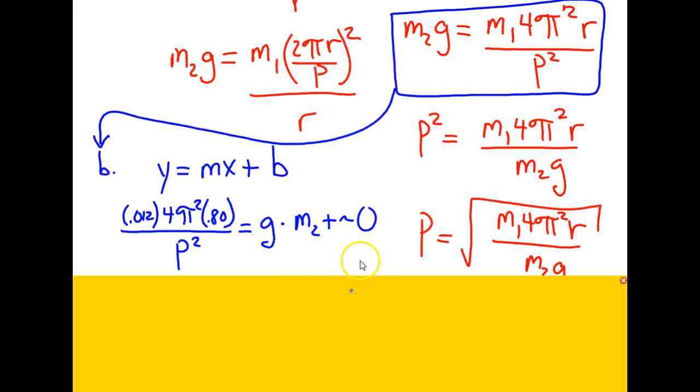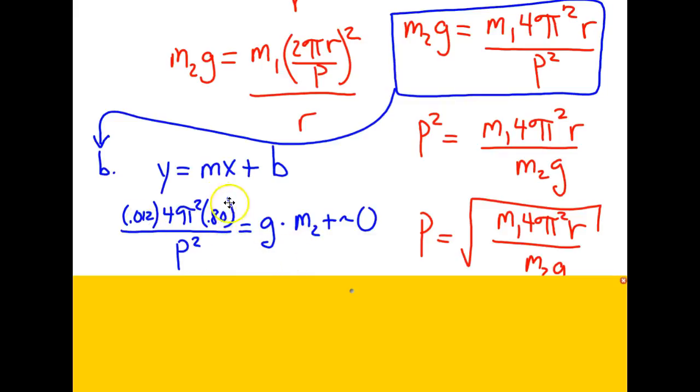Remember, they told us the value of m1, pi is a constant, and they're keeping r constant also. So it should pop out to you that this right side up here can be used for your y variable. G will be somehow related to the slope, and m2 will become your x variable. You're taking this equation and putting it in y equals mx plus b format.